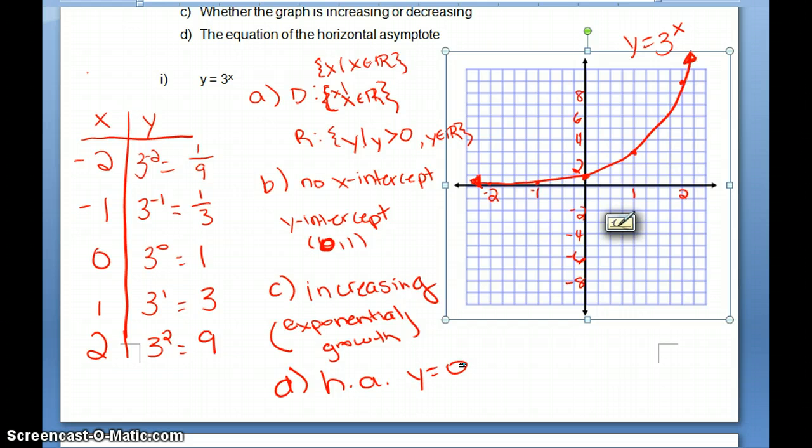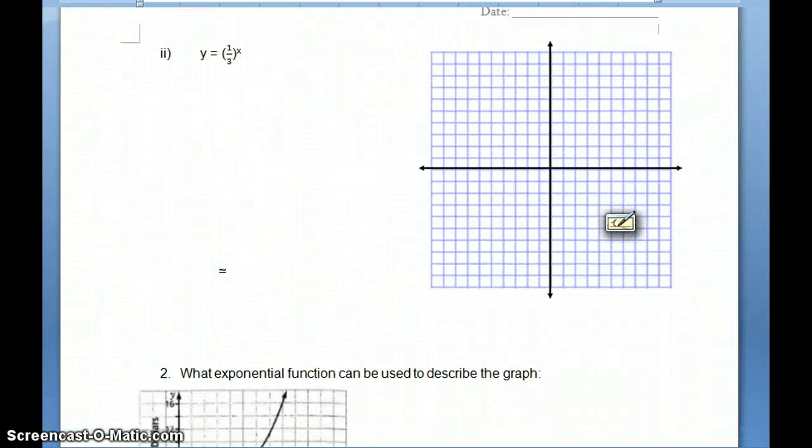Okay, so as long as there's no actual changes, we didn't do any translations or stretches, which we'll look at in the next section, these for the most part should stay the same. So that is that one. Now let's move on to the next one, number 2 here.